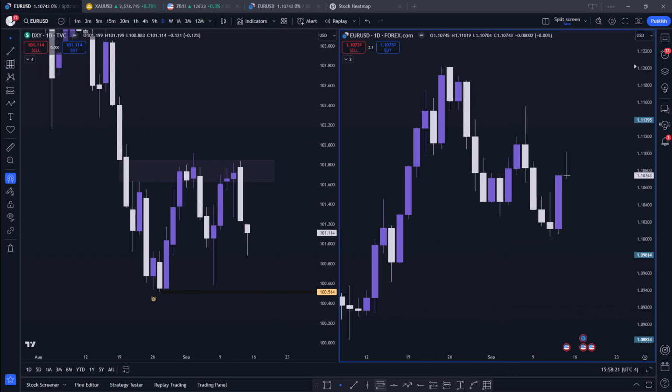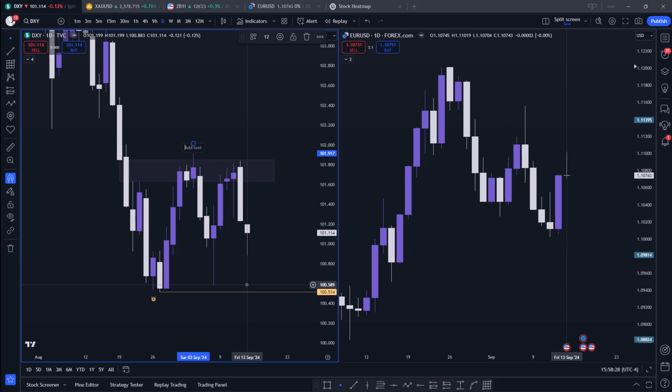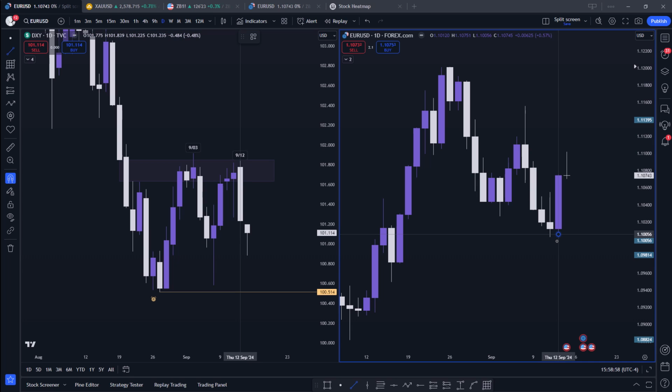If we look at this, let's use a signpost of some sort. This candle's high was created on the 3rd of September, so let's label it as 903, right? And this candle's high was created on the 12th of September, so that's 912. If we look on this side, on the opposite side of the chart, right, 912 is over there.